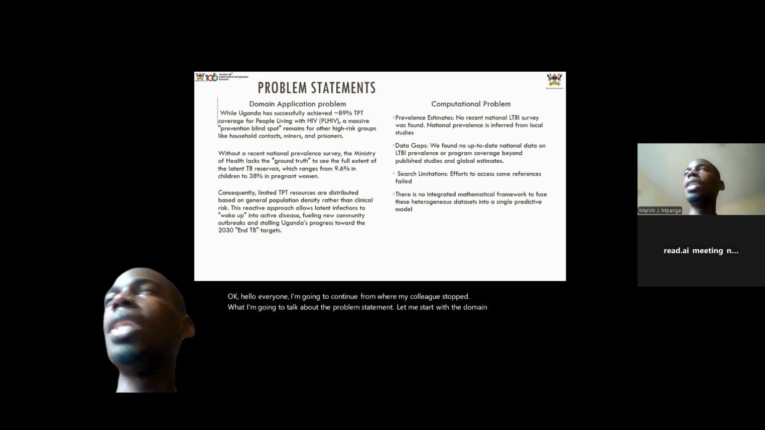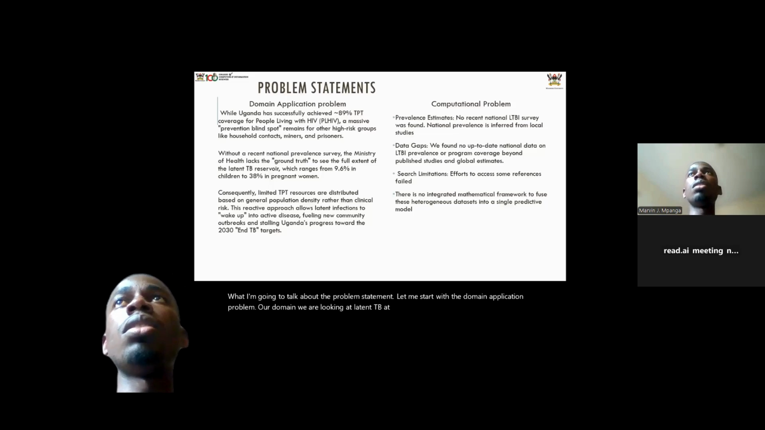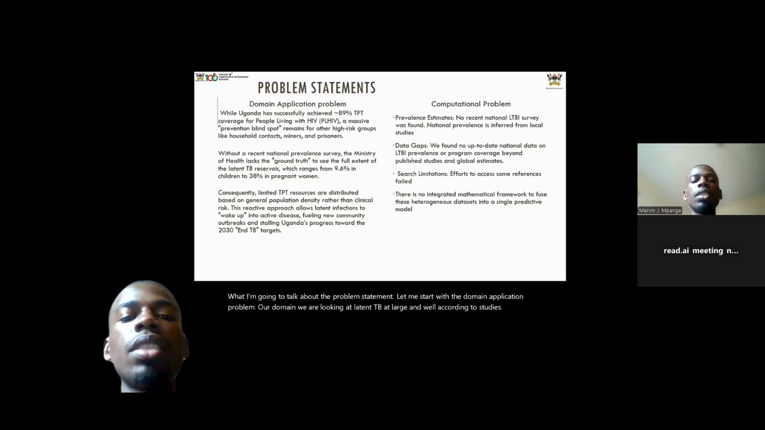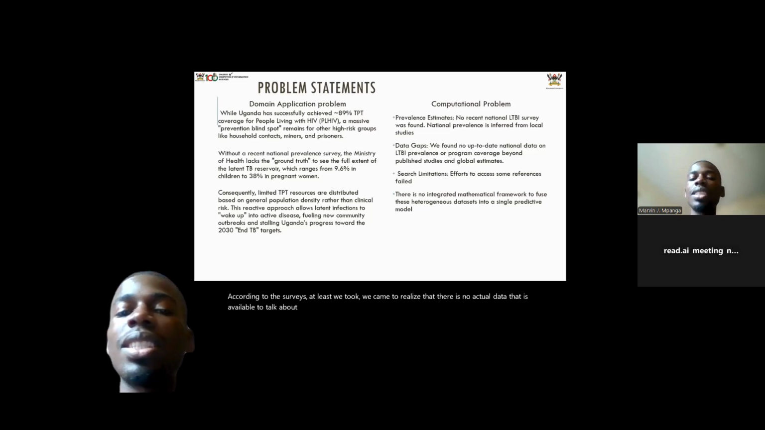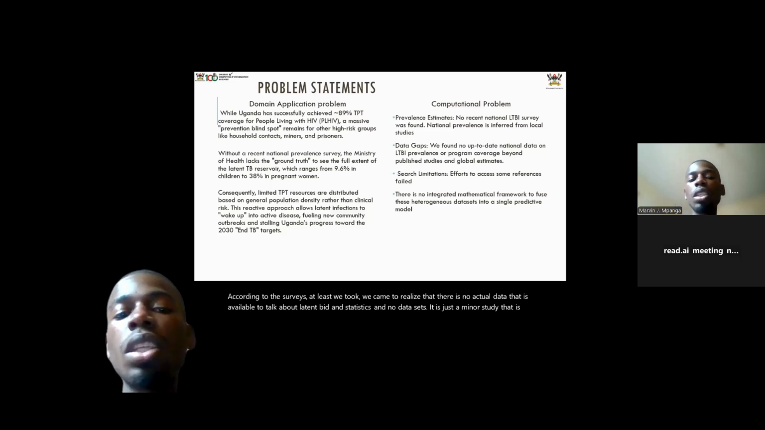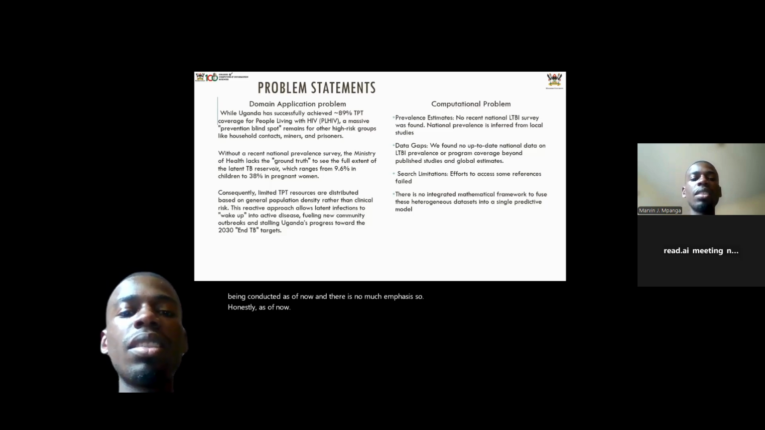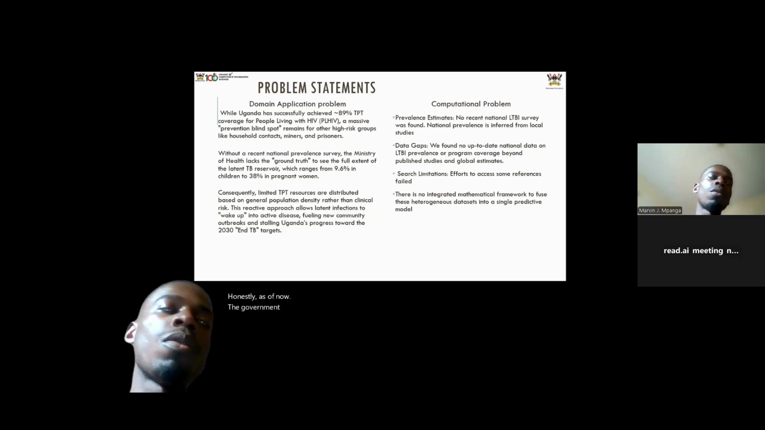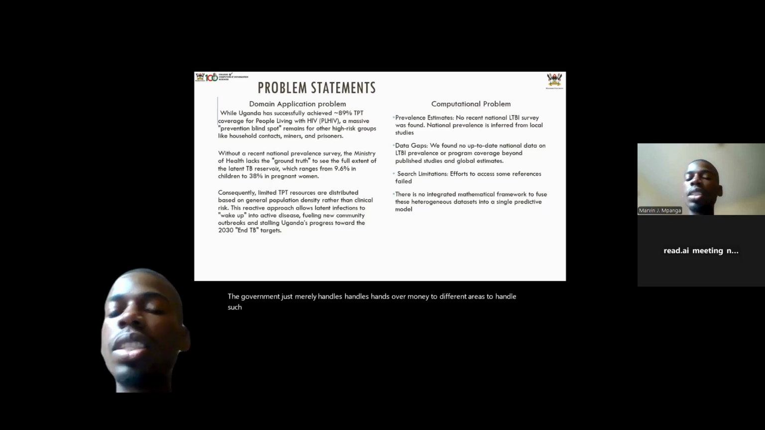Our domain is latent TB at large. According to studies and surveys we took, we came to realize that there is no actual data available to talk about latent TB. There are no statistics, there are no data sets. It is just a minor study being conducted as of now, and there is not much emphasis. Honestly, the government just hands over money to different areas to handle such scenarios, but it isn't based on actual statistics.